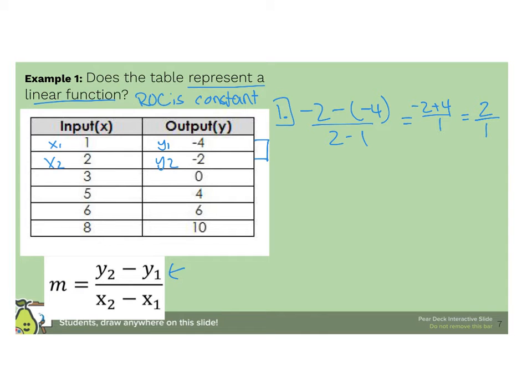I'm going to switch colors here and do this a second time with the next 2 points. These are my x's. These are my y's. So for y2, I have 4 minus y1, 0, x2, 5, minus x1, 3. This gives me 4 over 2, which can be reduced. So still the same. Now, when I do this a third time, if it's 2 again, then I can go ahead and say this is a linear function.